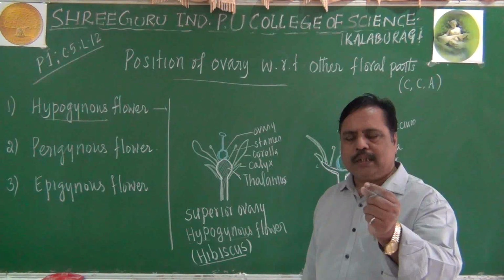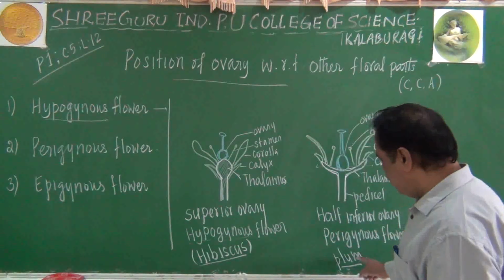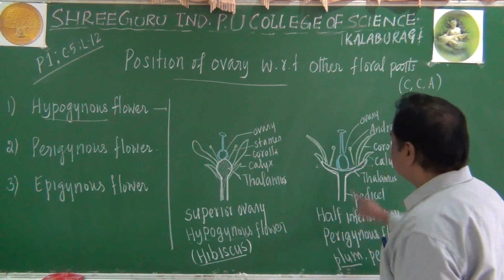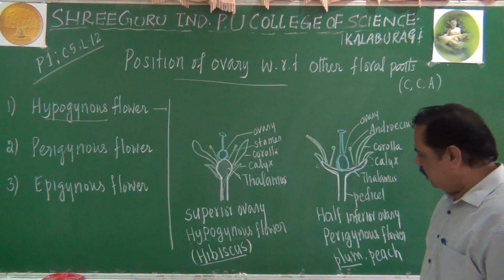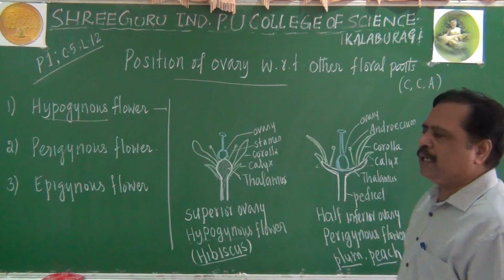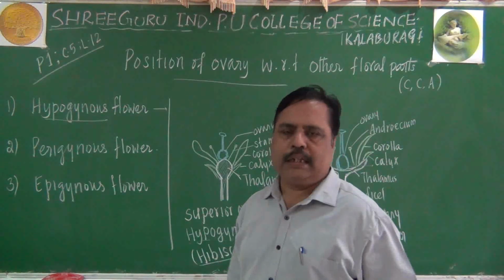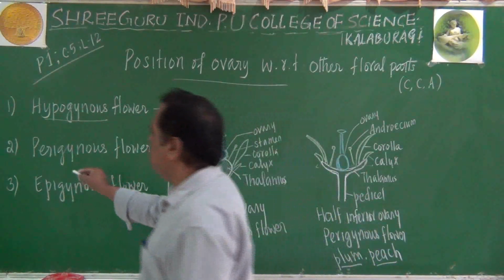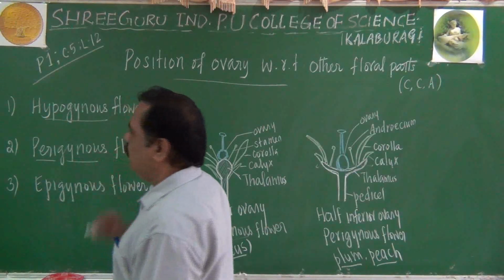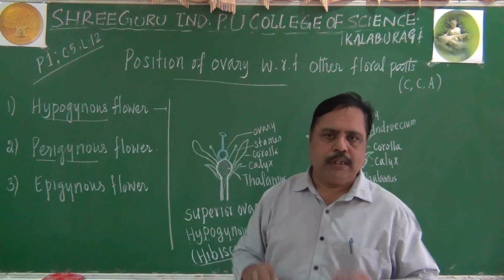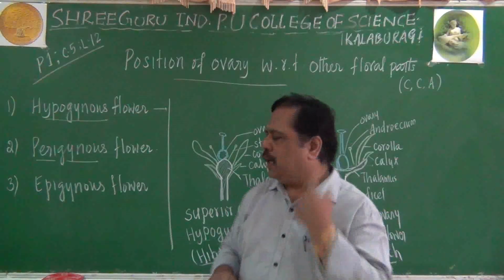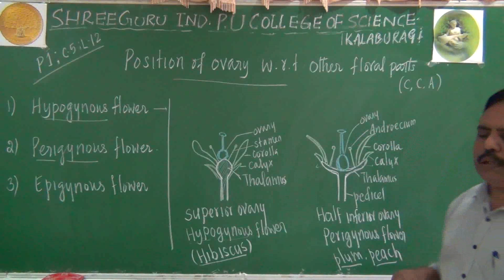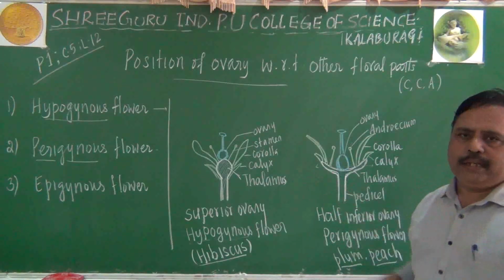Even plum and peach, these all exhibit perigynous flowers. Even we can remember the rose plant also. The rose also exhibits the perigynous condition. In peri, what does it mean? Peripheral, peri means surrounding. Surrounding the gynoecium, other floral parts are present here. Neither are they above nor below. They are on the same plane.